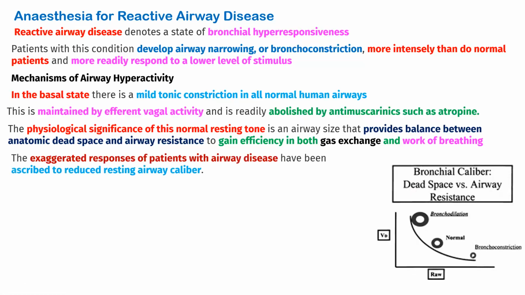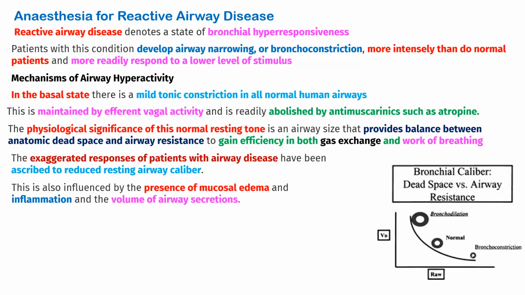So the exaggerated response in patients will cause a reduced airway caliber, and this will be aggravated by mucosal edema and airway secretion. These are the three fundamental effects of a reactive airway. One is narrowing of the caliber, second is mucosal edema, third is the increase in the volume of secretion.